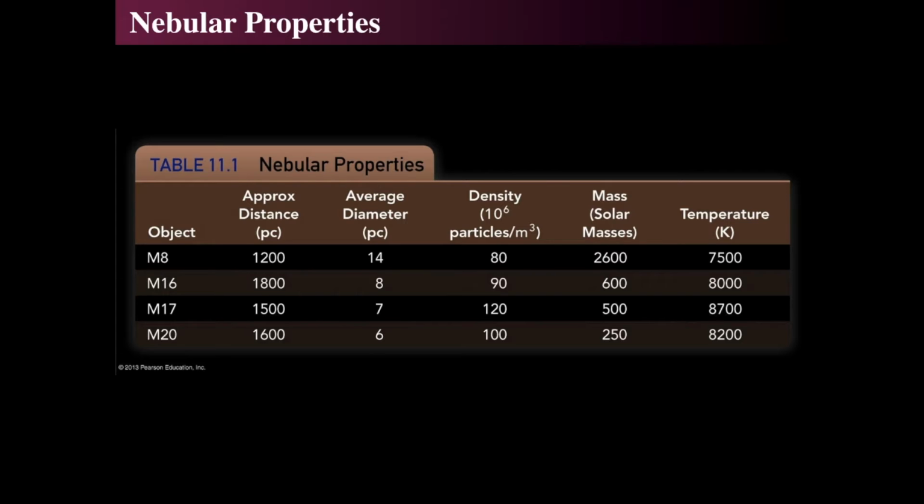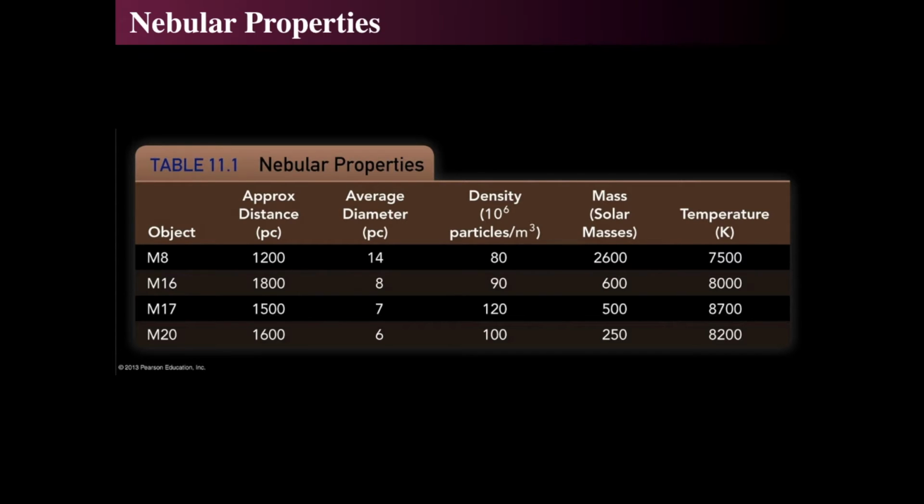That doesn't mean that all emission nebulae are at that distance. It means these are at that distance. Their average diameters are on the order of about 5 to 15 to 20 parsecs, and their densities are roughly about the same, about 100 million particles per cubic meter, or about 100 or so particles per cubic centimeter. How many particles are there in a sugar cube?